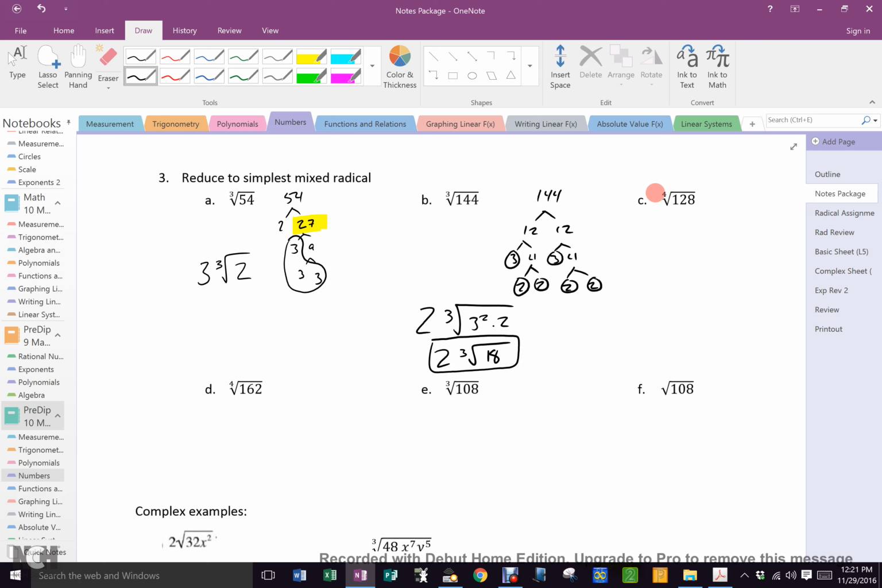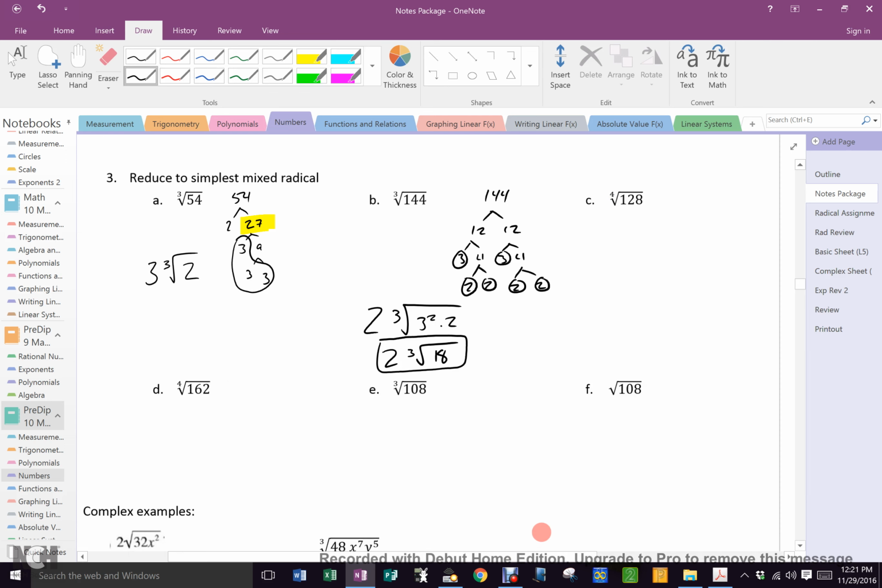So what does that mean? I'm looking for a group of what? 4. Does anything else change? No. I factor it out. I find the group of 4. So you guys do C, D, E, and F, and then we'll talk about the complex examples in a minute.